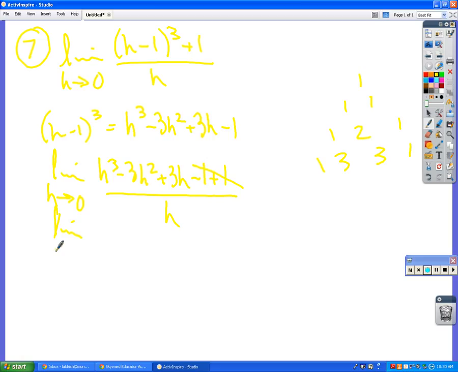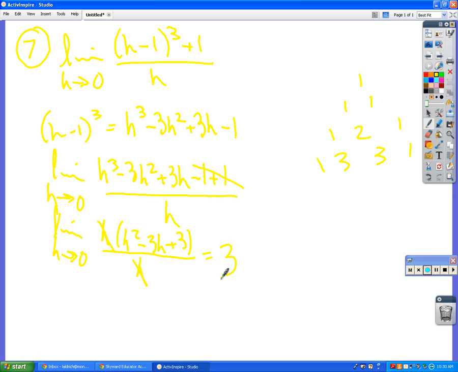So I'm going to do this the official way because I'm a teacher and I'm supposed to. So that means I can factor out an h. Now this h and this h cancel. And now you can plug in 0 directly. And you get an answer of 3.